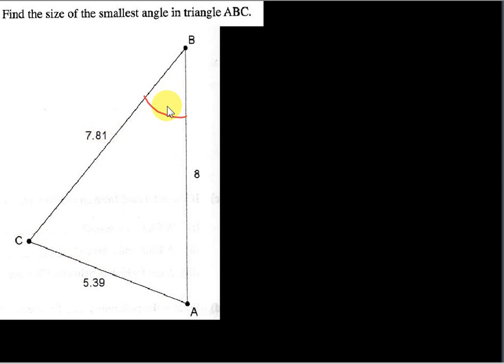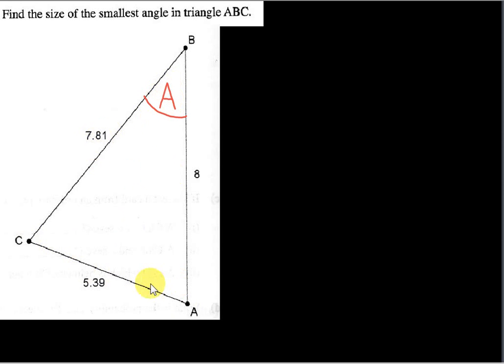Now, when we're looking for something in trigonometry, we call that something A. If it's a side we're looking for, we call it small a. If it's an angle that we're looking for, we call it capital A. So I'll use this notation. It's just easier to use the formulas with this notation.